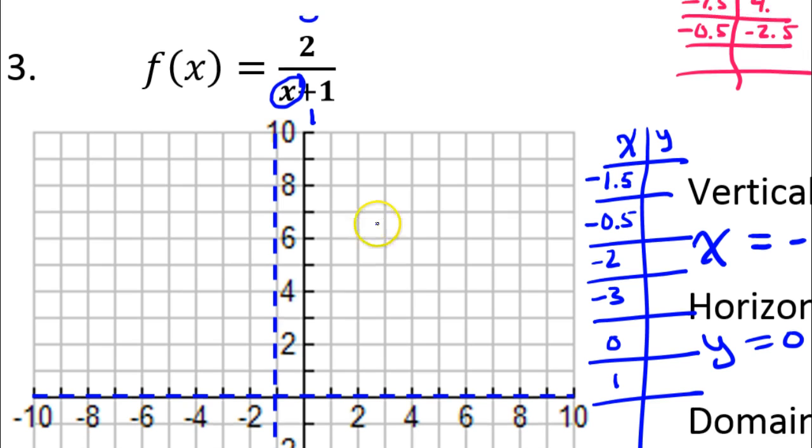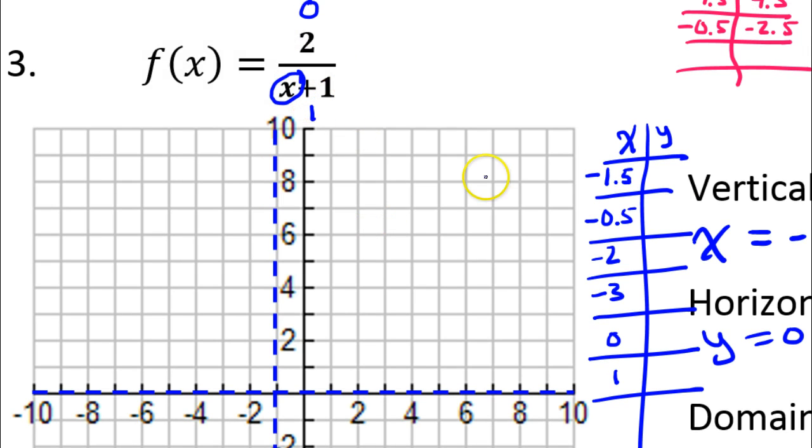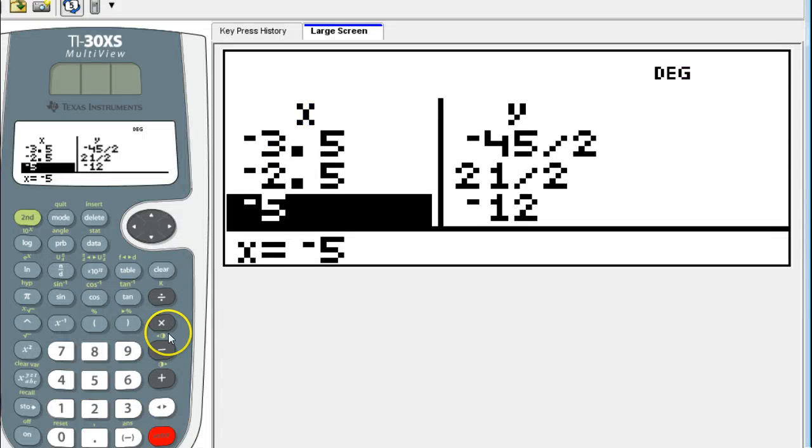So I will go ahead and put this equation into my calculator and see what I get. So 2 over x plus 1.